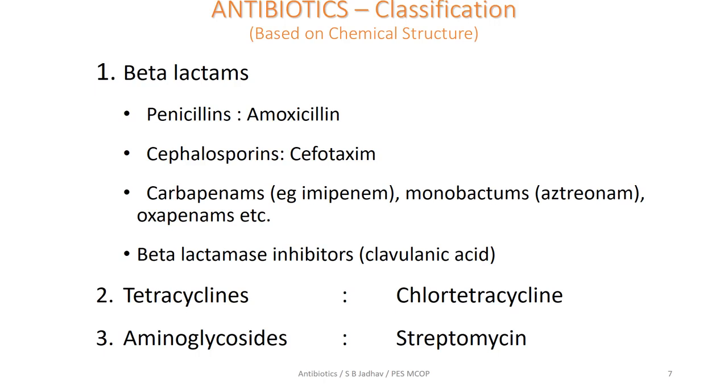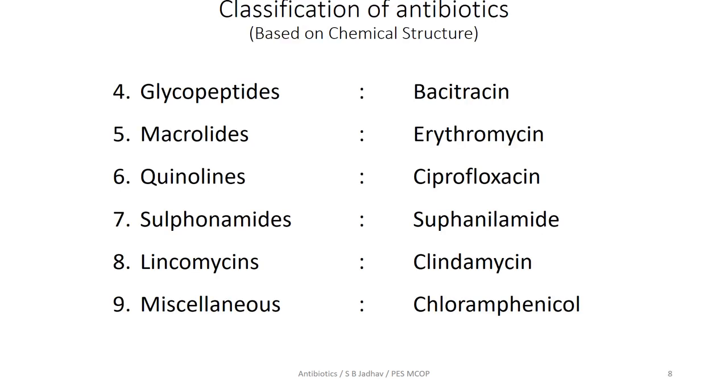Second, tetracyclines, example chlortetracycline, aminoglycosides like streptomycin. The classification continues with glycopeptides, example bacitracin, macrolides, example erythromycin, quinolones, example ciprofloxacin, sulfonamides like sulfanilamide, lincomycins like clindamycin, and few of the antibiotics under the miscellaneous class such as chloramphenicol.